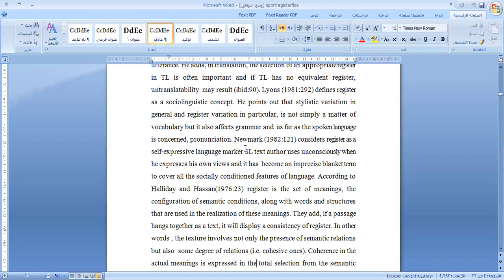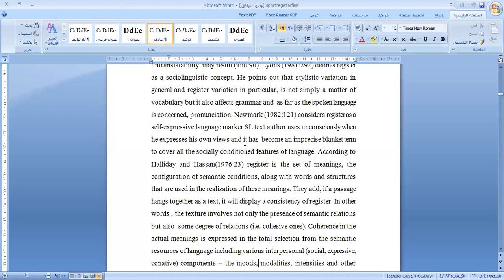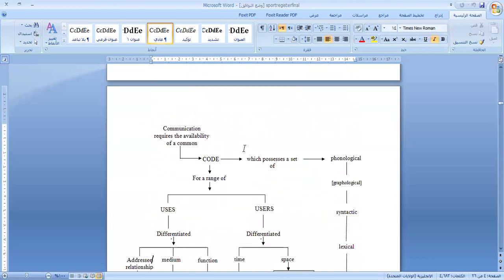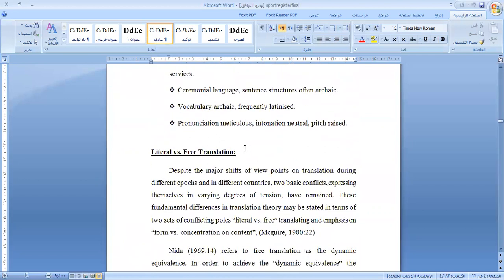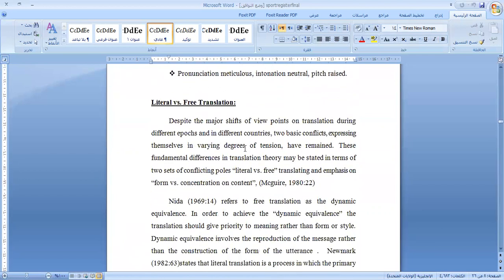So some expressions are related to specific sports. These sports do not exist in the Arabic area, but they exist in the USA or in the British area or in the UK. So translators will face difficulties in rendering these rules. Now let us talk about some of these expressions which are related to the sports field.